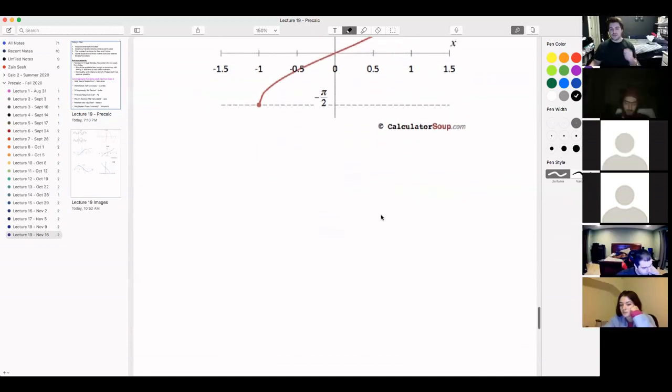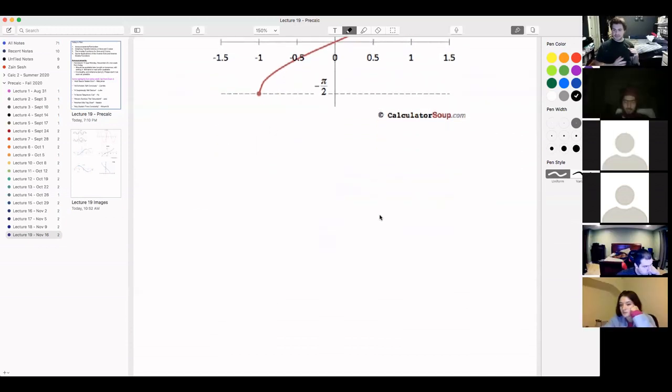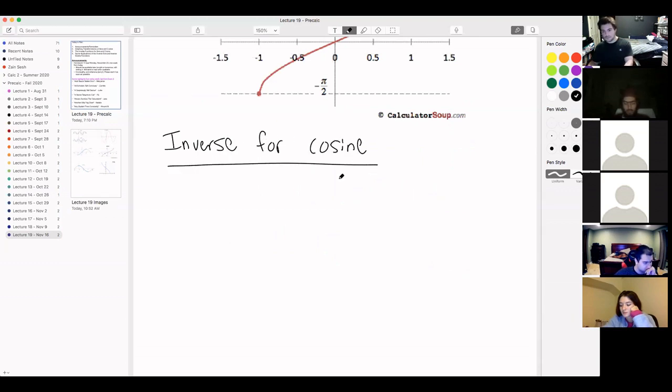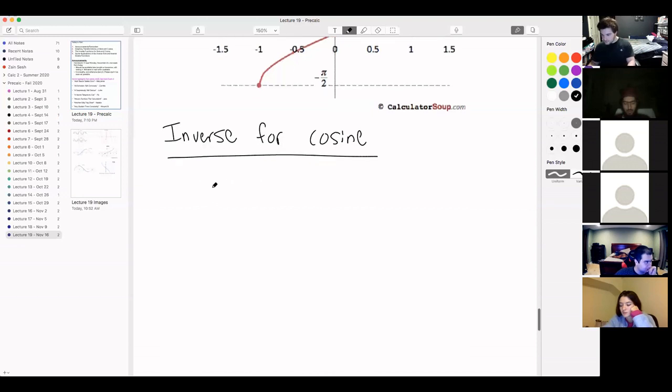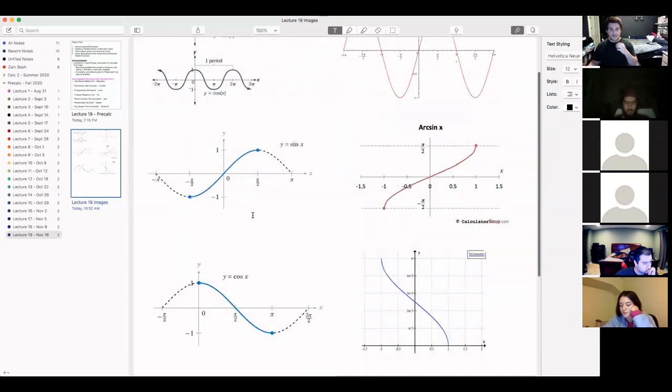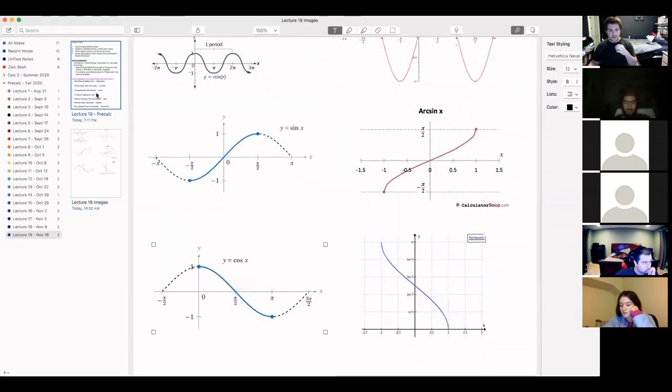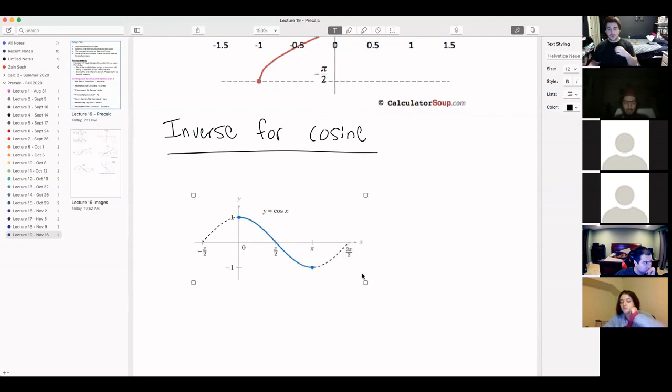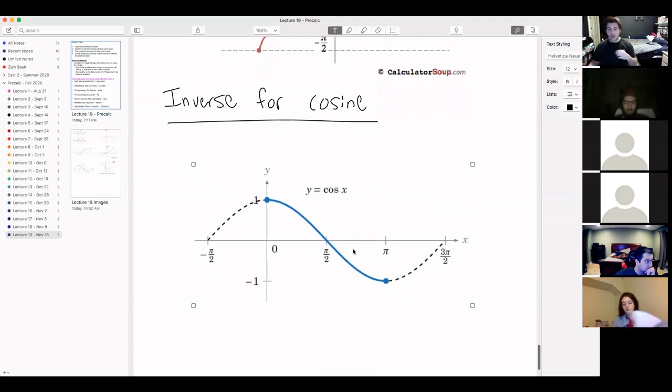Alrighty, so now I'm going to do the same thing for cosine, but I'm not going to be as explicit with the details. I'm just going to run through it very quickly, but it's the same thing though. So, inverse for cosine. What we do here is pretty much the same thing. Copy this. Remember what the problem was: cosine is not one-to-one, right? We need to restrict the domain so that it becomes one-to-one, and hence there will be a valid inverse.